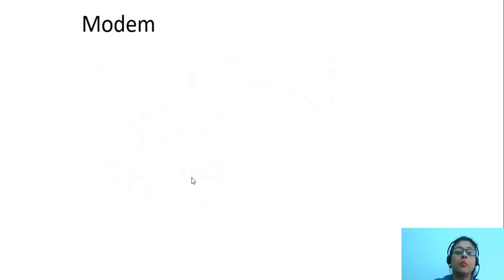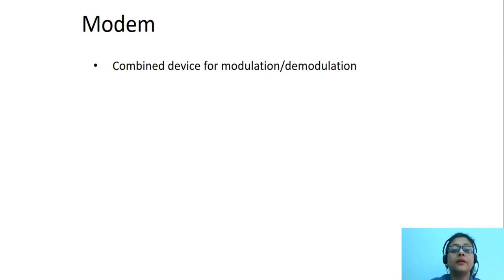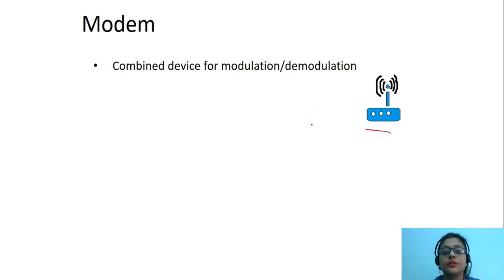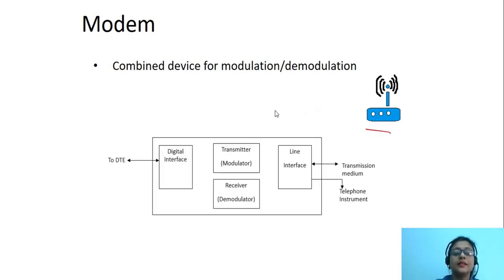Next we look into modem. This is a combined device for modulation and demodulation. So this is basically how a modem looks. And this is the internal architecture of modem. Since it is a combined device for modulation and demodulation, there are two modules. One is for the transmitter section where modulation is done and another one is the receiver section where demodulation is done. Now there is a line interface part which is directly connected to the transmission medium.